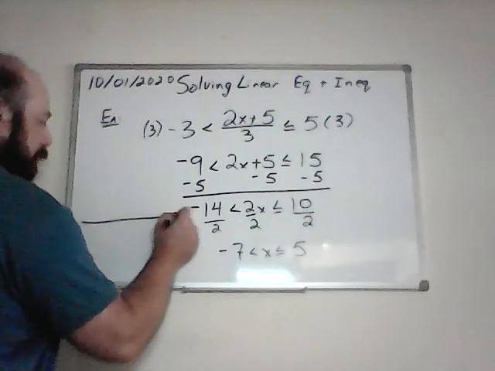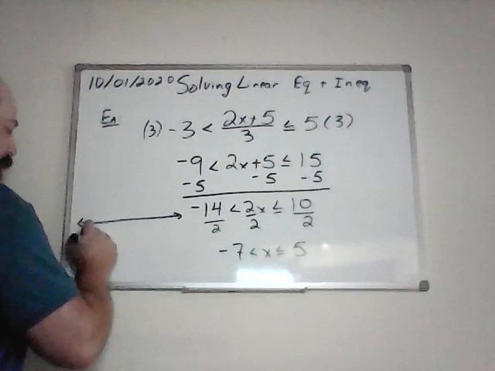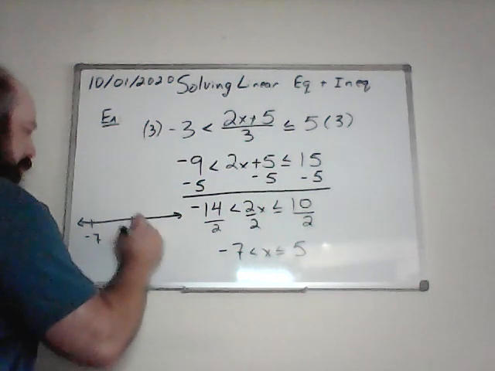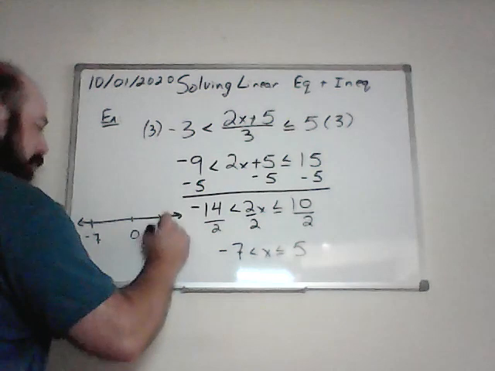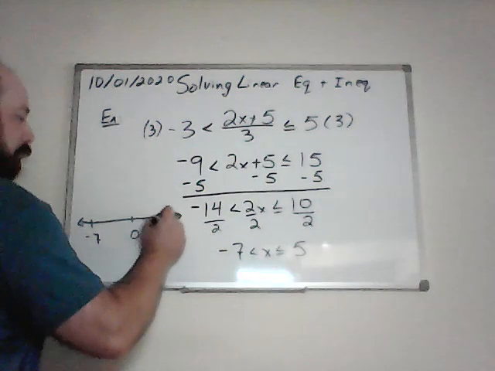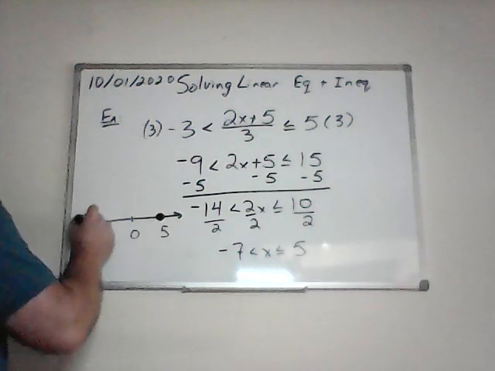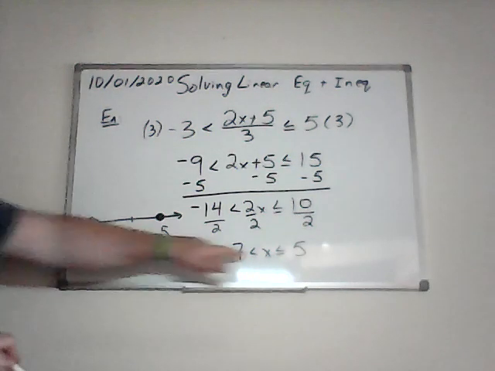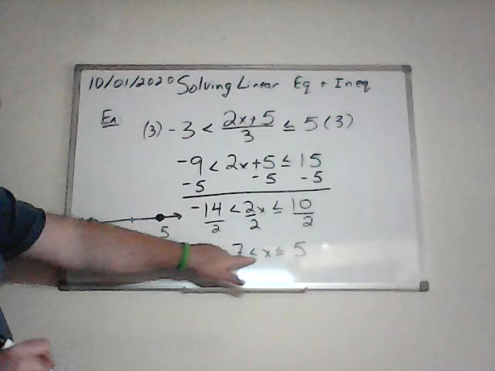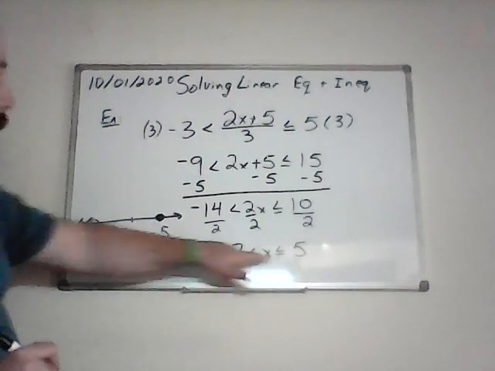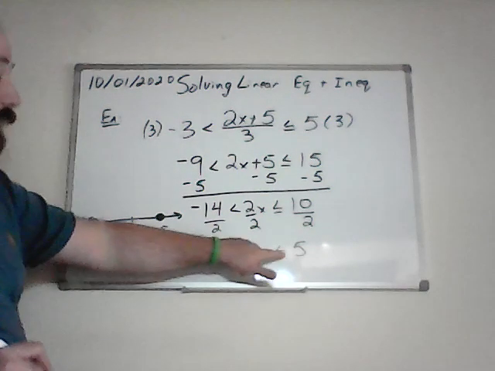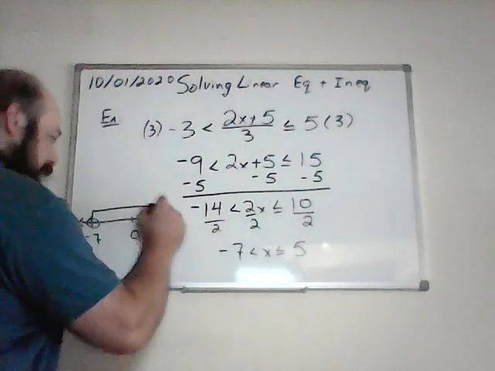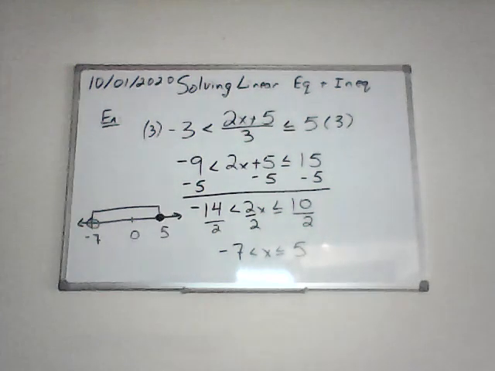And again, if I want to put that on a number line, I could have my negative 7 down here. I'll put a 0 in the middle. And we have a 5 here. We have a closed circle on the 5, open circle on the negative 7. And since x is all numbers that are greater than negative 7 and less than or equal to 5, we are going to shade everything that is in between these values.